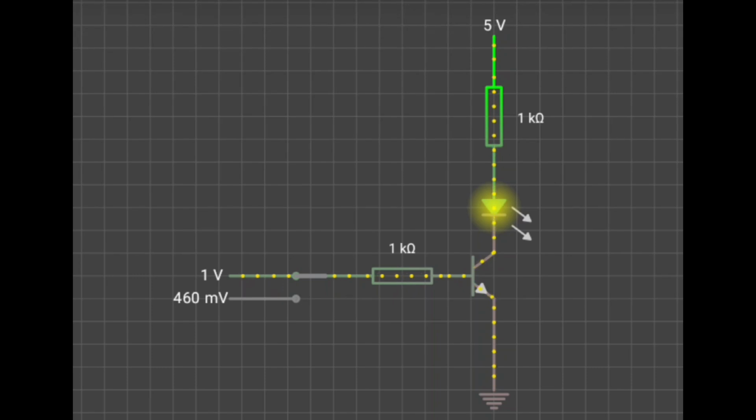Hi friends. Today, we are going to learn how a small current can turn on an LED using a BJT transistor in a BJT driver circuit. Let's get started. Circuit overview.